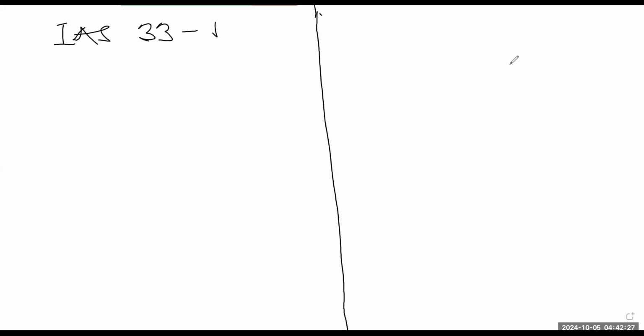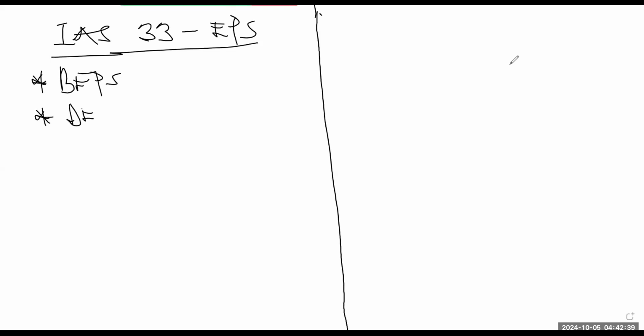So we will be looking at IAS 33, which is earnings per share. Under this one, we are going to be looking at two issues: basic earnings per share and what we call diluted earnings per share.